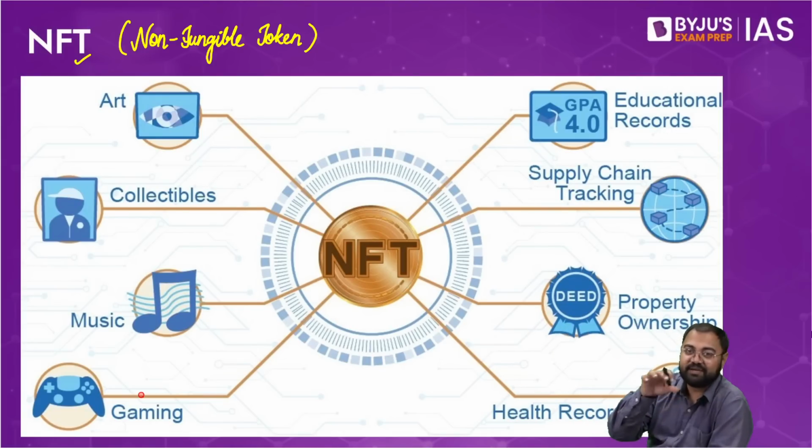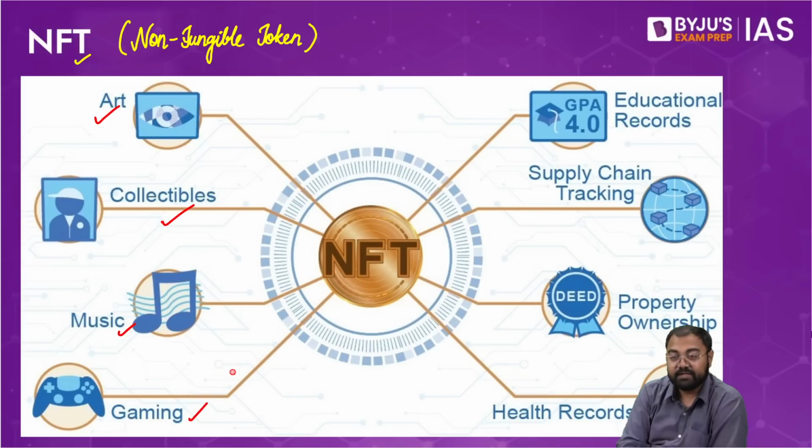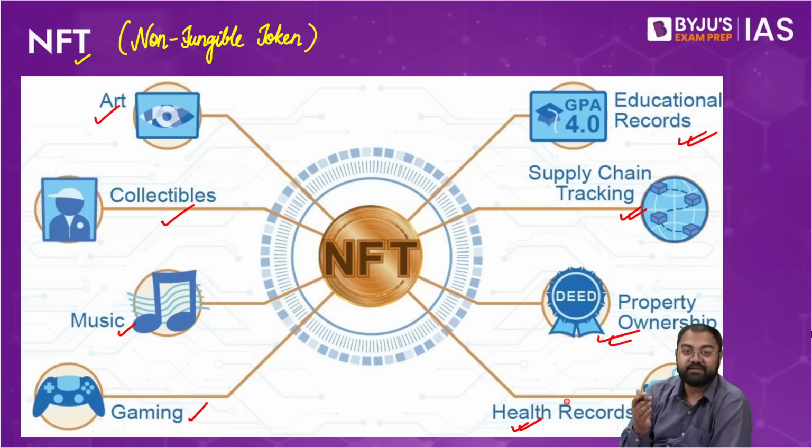So in this manner, the limited edition of that artwork can be given to 10 different people. In this manner, we see that it can be useful. It can be used in artwork, collectibles, music, gaming, even in keeping education records, or in supply chain, property ownership, health records. In each and every one of these things, we see that non-fungible tokens can be useful.